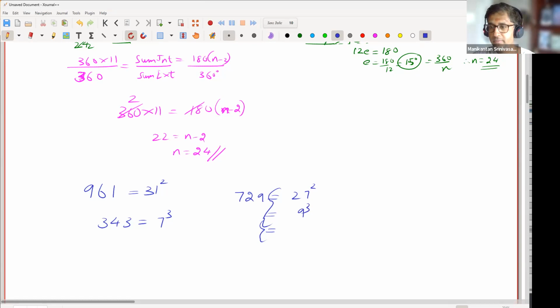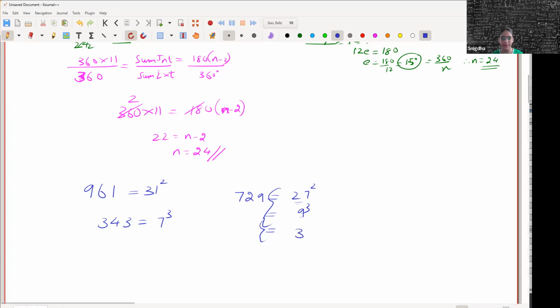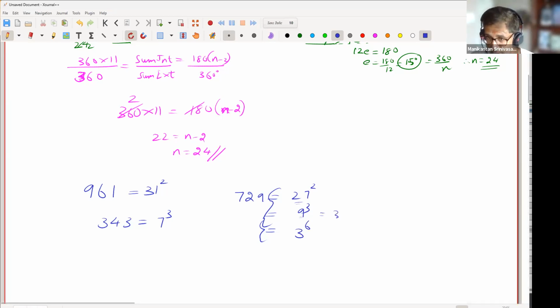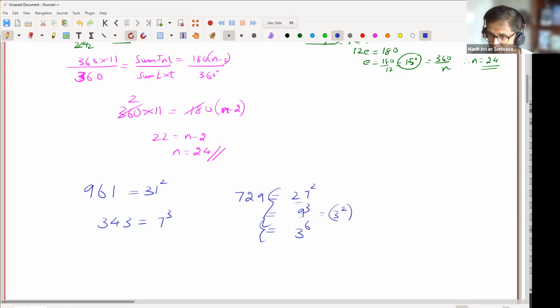Snigdha. So can I answer? What is 729? Anything else other than 27 square and 9 cubed? You don't have to search too far. In the same family as 27 and 9, you can just explore. So 3 to the power 6. Correct. So 9 is 3 power 2. When you do 3 power 2 whole power 3, it becomes 3 power 2 into 3, which is 3 power 6 indeed, not 3 power 9. Yeah, you're okay? Okay.